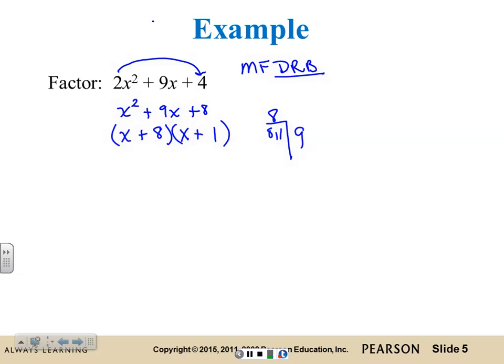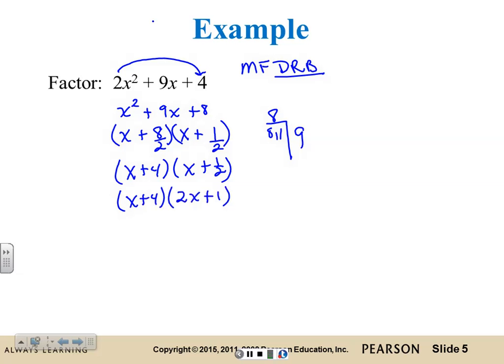So I've got to do the divide. So I'm going to divide out the 2 that I initially multiplied in. I'm going to reduce, if I can. And then I'm going to bring any denominator that I have up to the front of the binomial. Now, we have it factored.